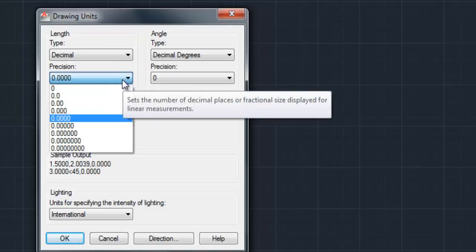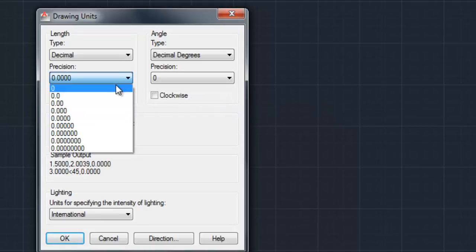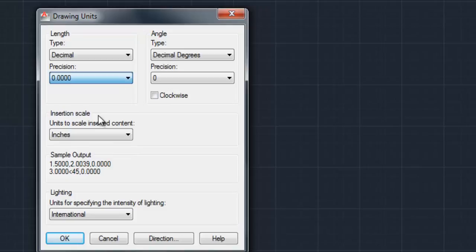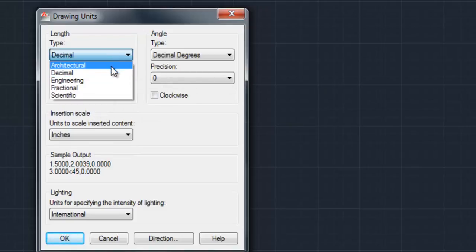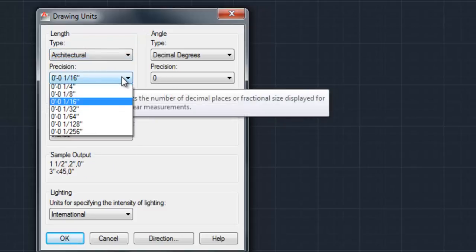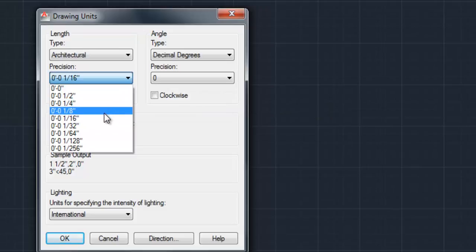Next, let's talk about the precision. Within decimal, we notice that by default, it's 4 decimal places. So it's actually measuring to the 10th of a thousandth. And 4 decimal places is 1/10 of 3 decimal places. And then there's decimal inch and architectural. In architectural, you're measuring in feet and fractions of an inch. Highly precise architectural drawings will be 1/32 of an inch. Typically, you're going to see mostly 1/8 of an inch.